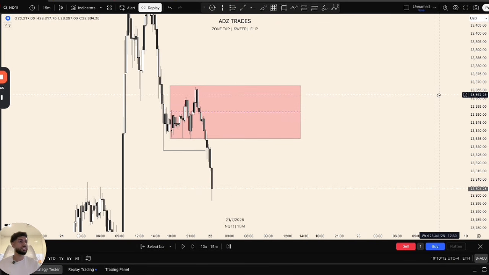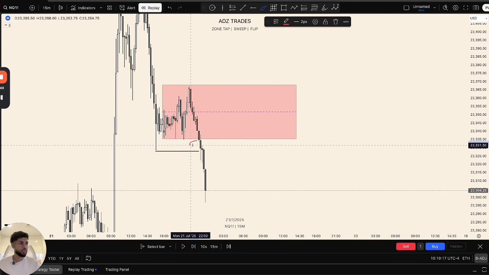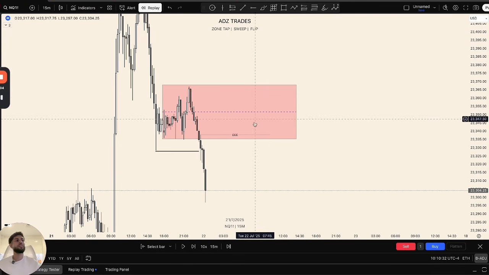What do we notice here? This is how shallow the tap can be. Can you see we left the zone here? We tapped back in, and then we push lower. So left, tap, lower low in our intended direction of pushing price lower. This becomes what? This is our liquidity. So now we have the steps to frame this.